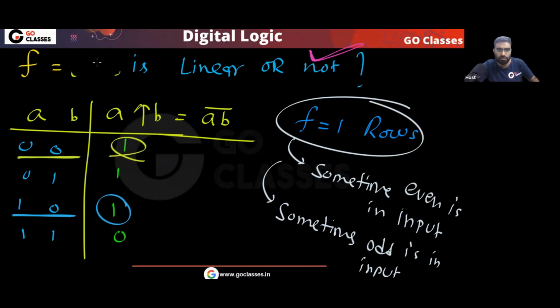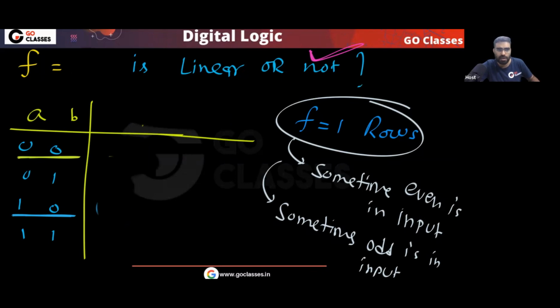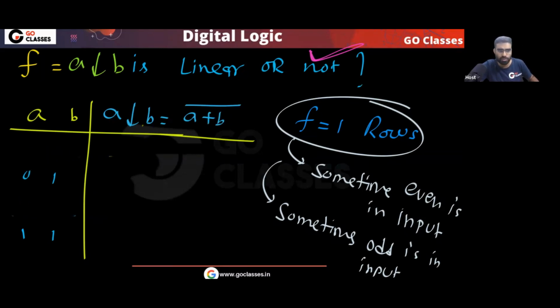What about A NOR B? That means negation of OR. So what will be the truth table of NOR? The truth table of NOR will be 1, 0, 0, 0. Yes or no? This will be the truth table of NOR.